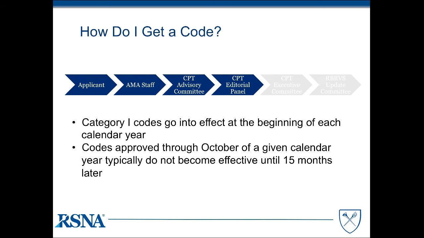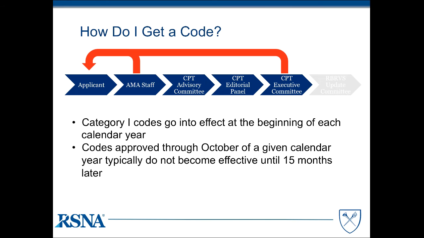Even if you get your code approved, the code doesn't go live right away. New Category 1 codes go into effect only once a year, and with the last editorial panel meeting of each year in either September or October, it can take as long as 15 or 16 months until you can use that new code. A lot happens during that time.